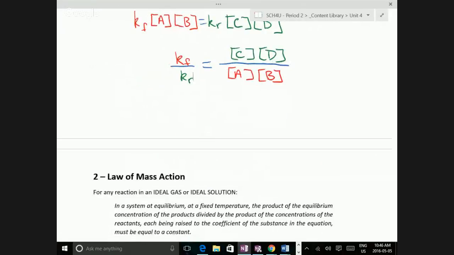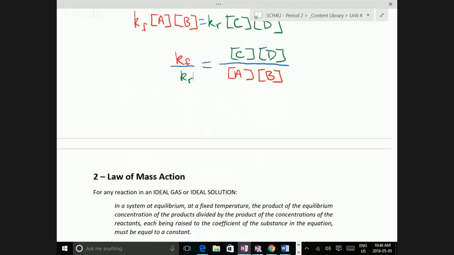Let me first ask you this. If I divide a constant by a constant, I will get a number that is also a constant. Does that make sense? If Kf is always 6 and Kr is always 2, Kf divided by Kr will always be 3, because the numbers themselves don't change.